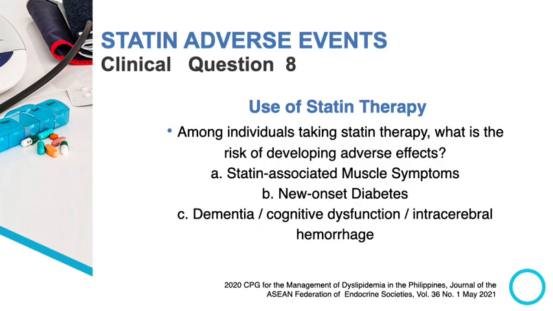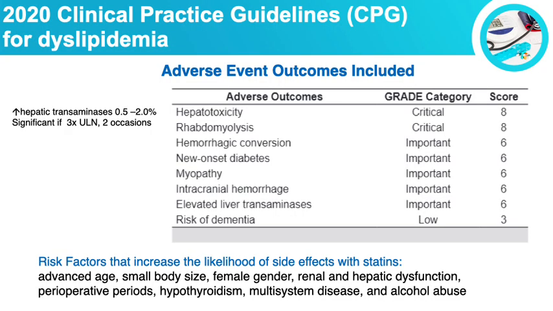The next clinical question pertains to the adverse effects associated with the use of statin therapy. Among individuals taking statin therapy, what is the risk of developing adverse effects such as statin-associated muscle symptoms, new-onset diabetes, dementia, cognitive dysfunction, and intracranial hemorrhage? In this clinical guideline, the adverse event outcomes included are hepatotoxicity and rhabdomyolysis, which are considered critical, whereas the important adverse outcomes are hemorrhagic conversion, new-onset diabetes, myopathy, intracranial hemorrhage, elevated liver transaminases.